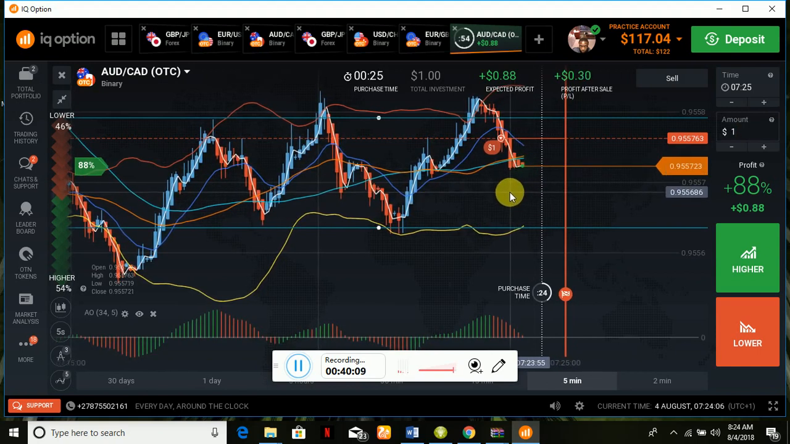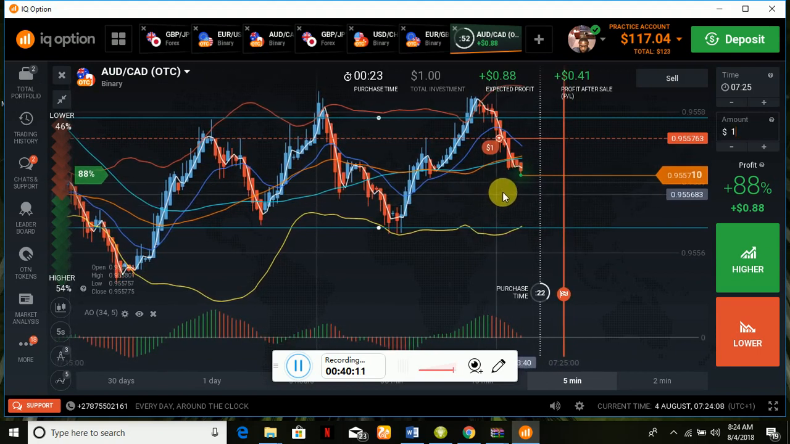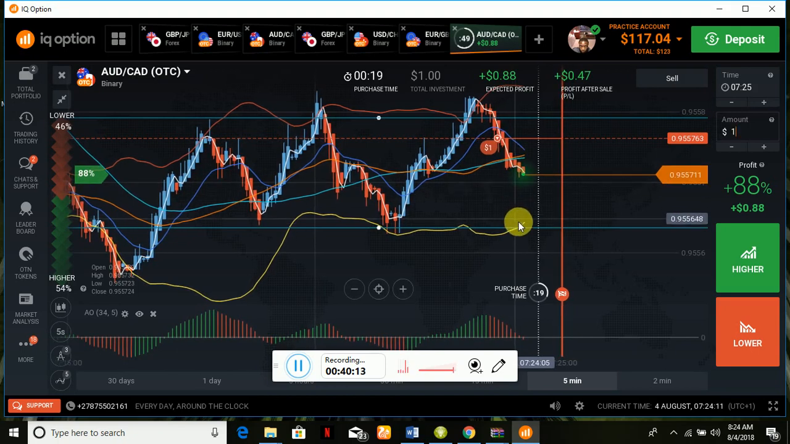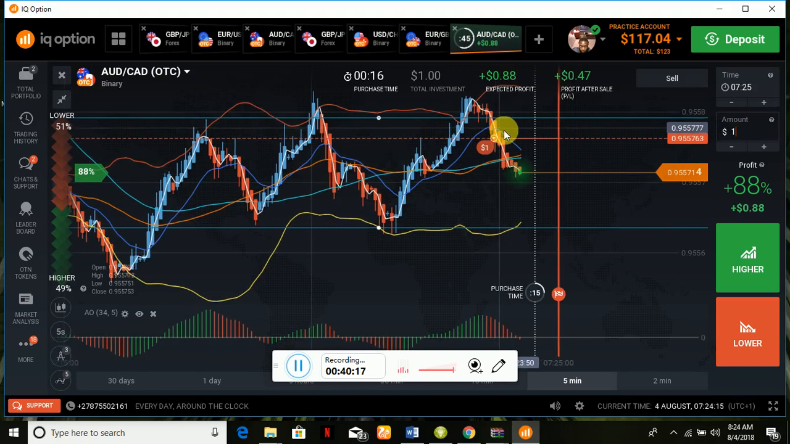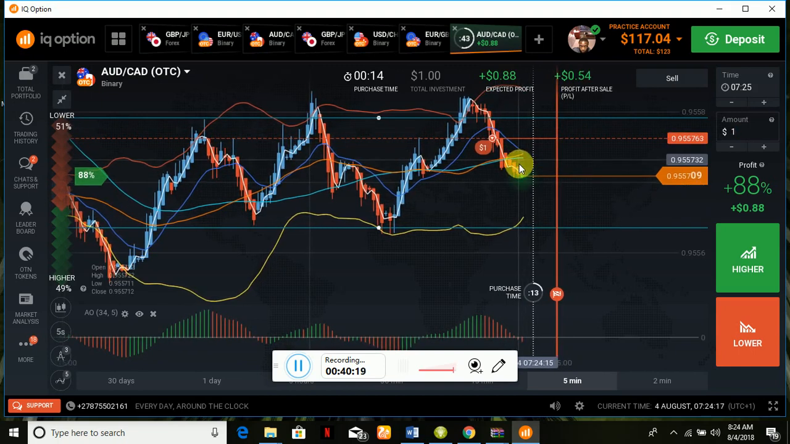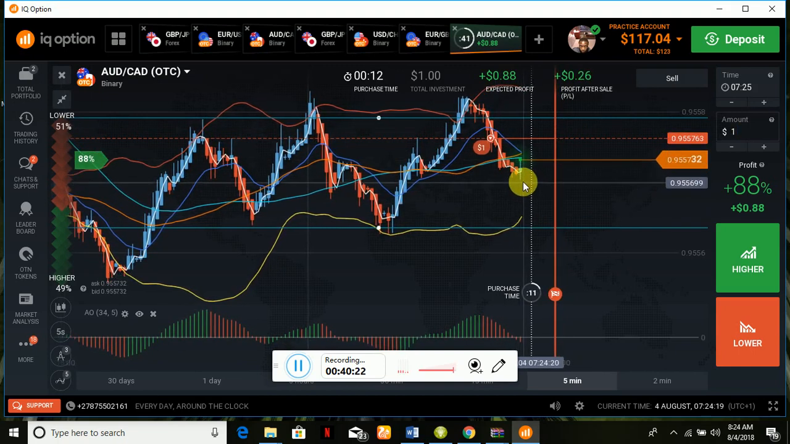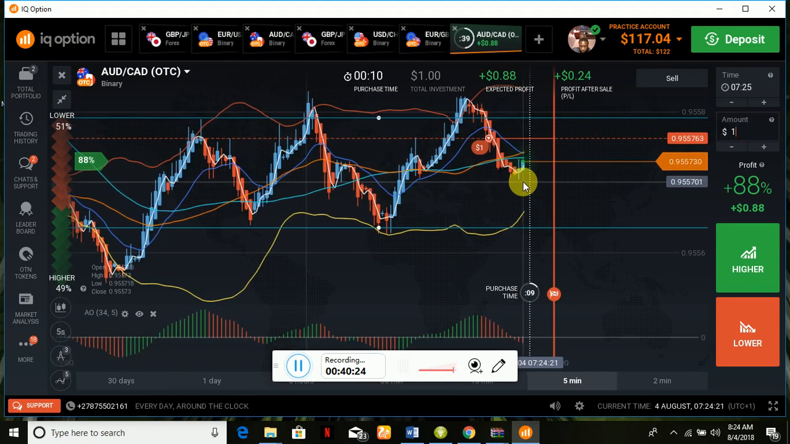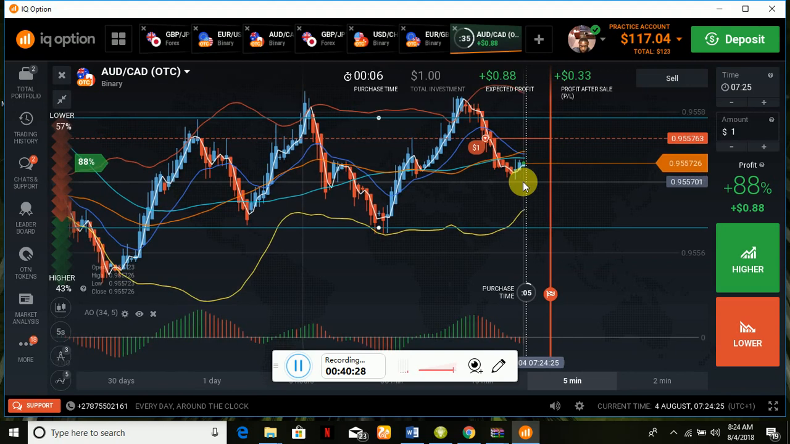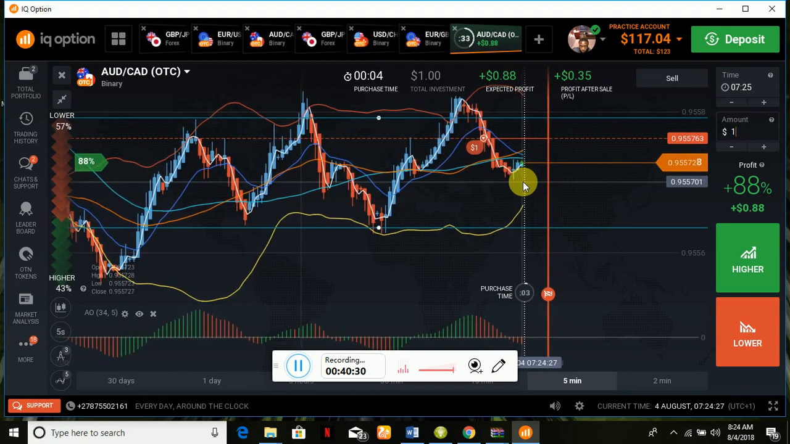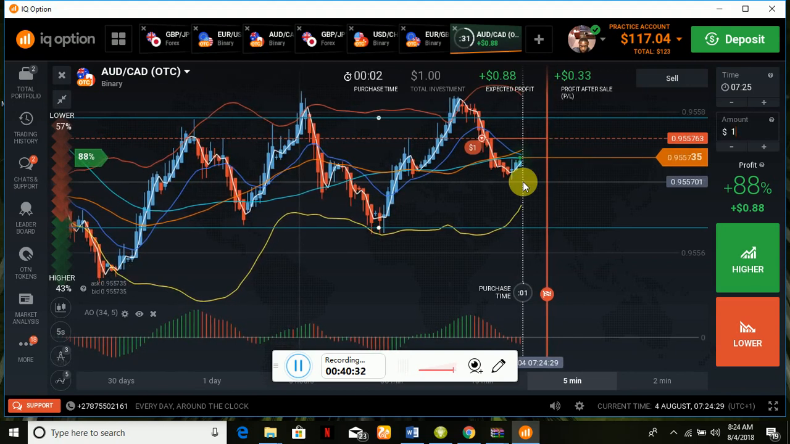This thing keeps on testing the levels. Now the graph wants to come and test here, but the Bollinger Bands are closing. This momentum here is getting tired. Let's wait for it. Let's not assume where it's gonna go.